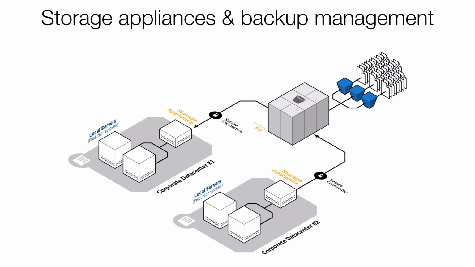Of course, you can use third-party storage appliances as well, and you can use them as a mechanism for making data available in secondary data centers if you wish to do so. Here you can see an example architecture of a customer that has storage appliances in 2 corporate data centers, and they're backing up data to Amazon S3 using those devices, and they're able to access that data back in those 2 data centers as required.